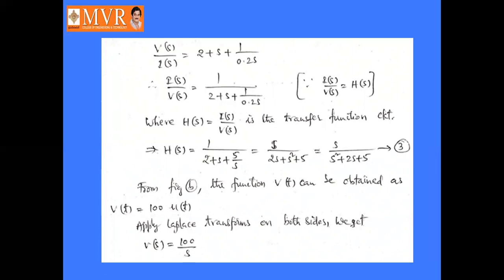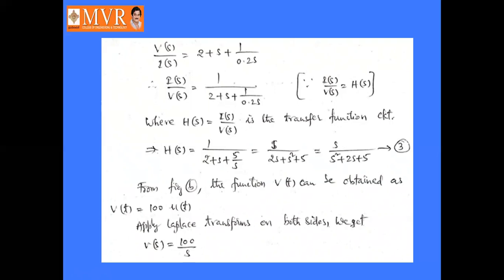Then output current by input voltage is nothing but the transfer function here, that is I of s by V of s is equal to H of s, the transfer function of the circuit. H of s is equal to 1 by 2 plus s plus 5 by s, or it is s by s square plus 2s plus 5. That is considered as equation number 3.